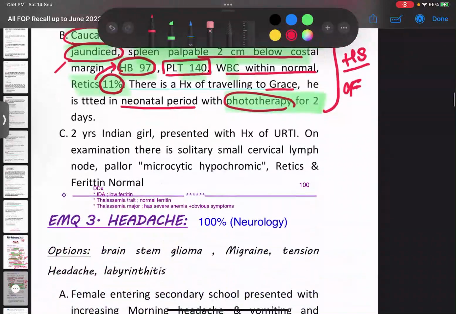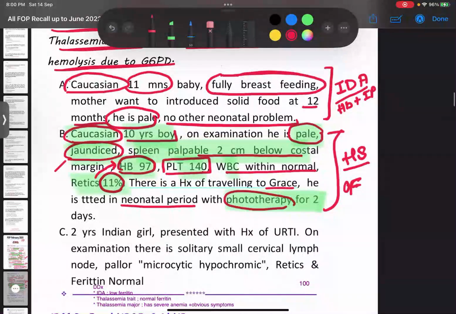Okay. Next one. 2 years. Madam, in the options, if there are both complete blood picture with blood film, plus osmotic fragility, what do we choose? We'll choose osmotic fragility.